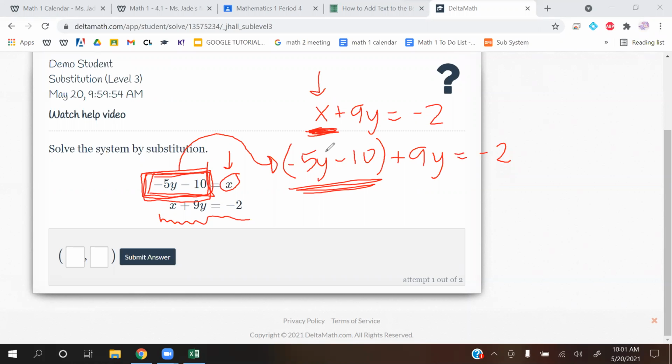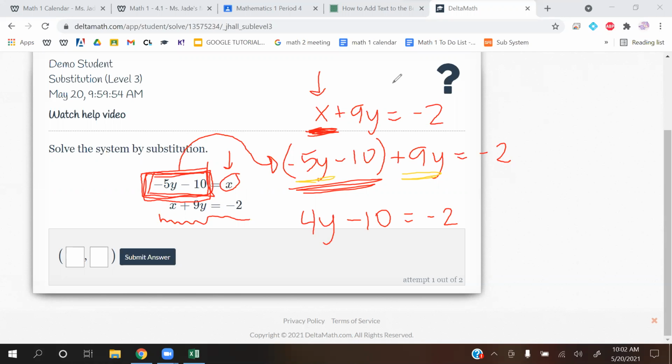Okay, so once you do that, then you'll notice that there's no more x in the equation, it's just y. That means you can solve for y. So let's do that. We have negative 5y minus 10 plus 9y equals negative 2. So I can actually combine the negative 5y and the plus 9y. They're on the same side of the equation. So literally, what is negative 5y plus 9y? That would give us positive 4y. And then minus 10 equals negative 2.